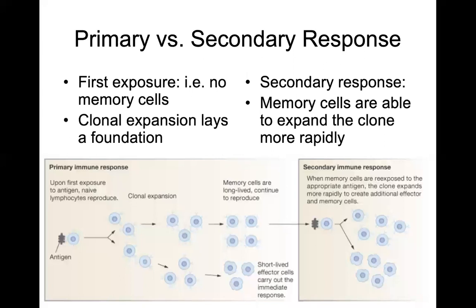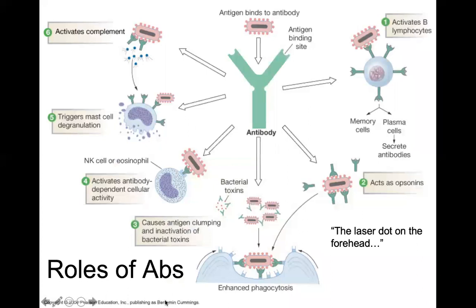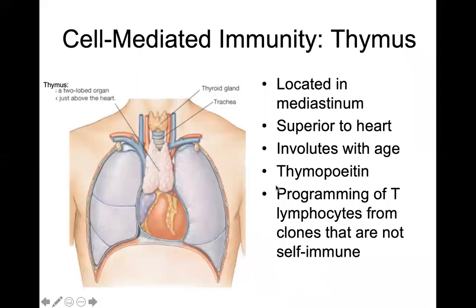Primary, secondary response, we just talked about this. Your B cells are presented antigen, start making antibodies, and that takes a long time the first time, but secondary, they start making it super quickly, okay? This is all the different things that antibodies can do. You can stop and look at this more. We've talked about all the important ones though.